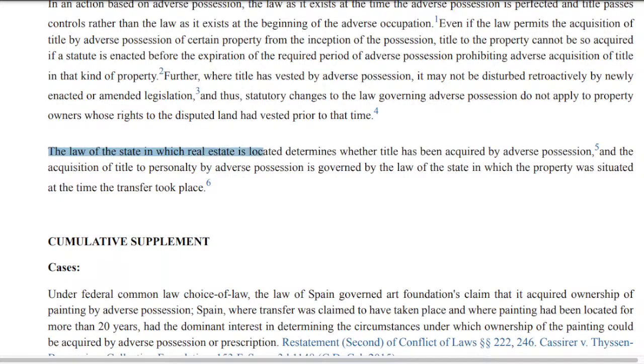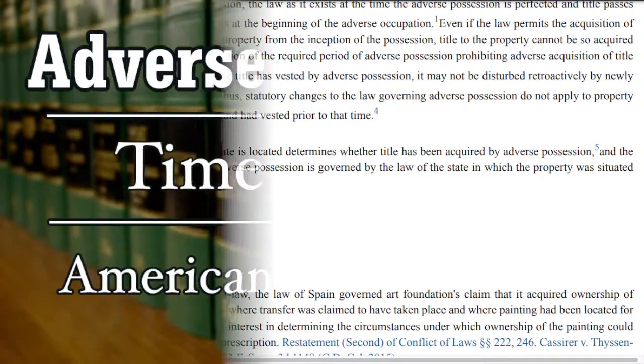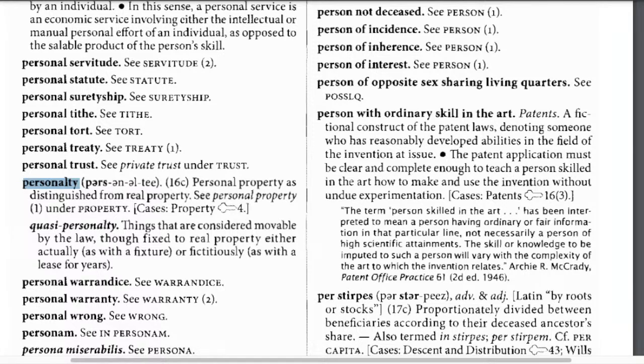So, the law of the state in which real estate is located determines whether title has been acquired by adverse possession, and the acquisition of title to personality. So that means it could have been from the, I guess the lease or something like that, right? By adverse possession? How does that quite work? Something movable. Acquisition of title to personality by adverse possession. Oh, maybe it's something on the property. It's governed by the law of the state. Okay, so there we go. So personality in this context seems to refer to personal property.